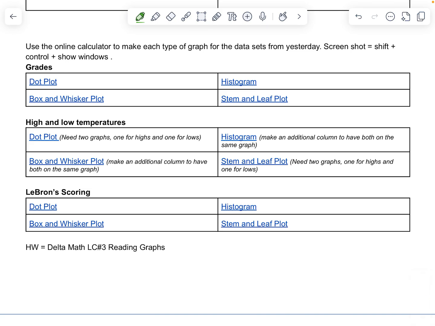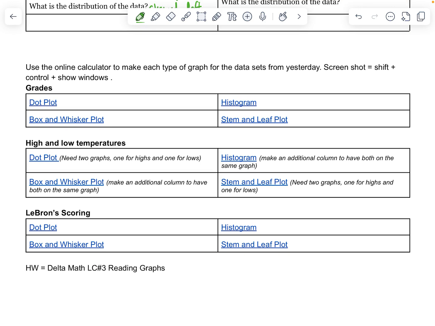And then your homework is Delta Math, reading graphs. I think it's like nine-ish questions. Hope that helps.